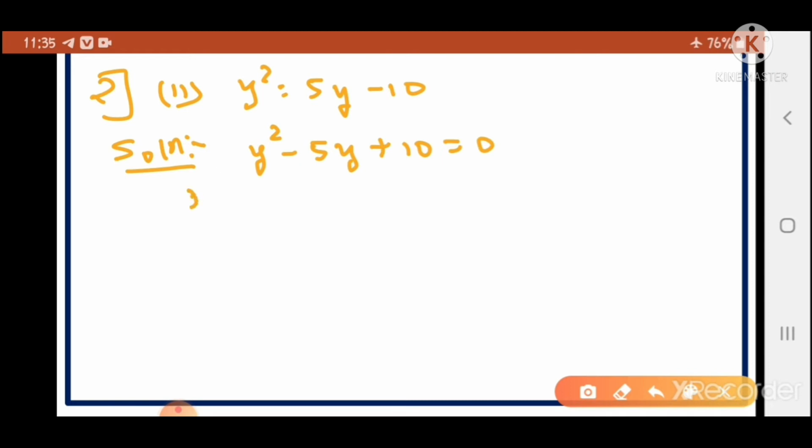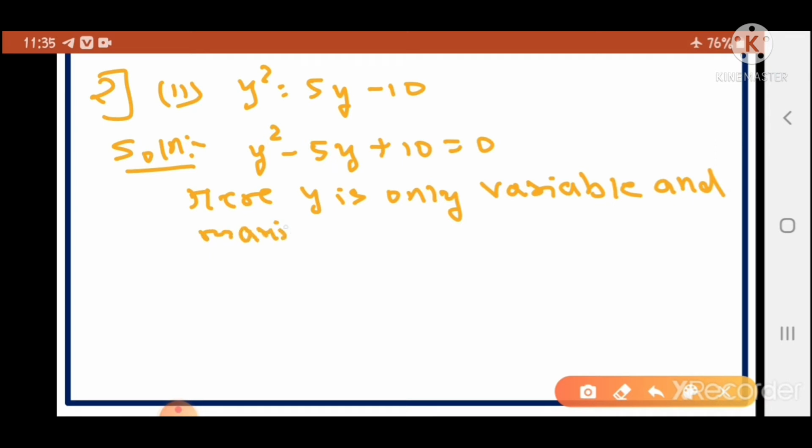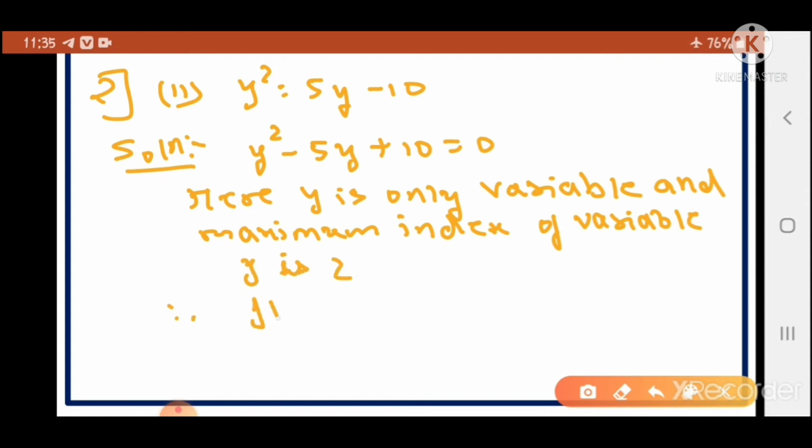So the same thing you will write here also. Here y is the only variable and highest degree, yeah, maximum index, whatever word you use, it's okay, of variable y is 2. Therefore it is a quadratic equation.